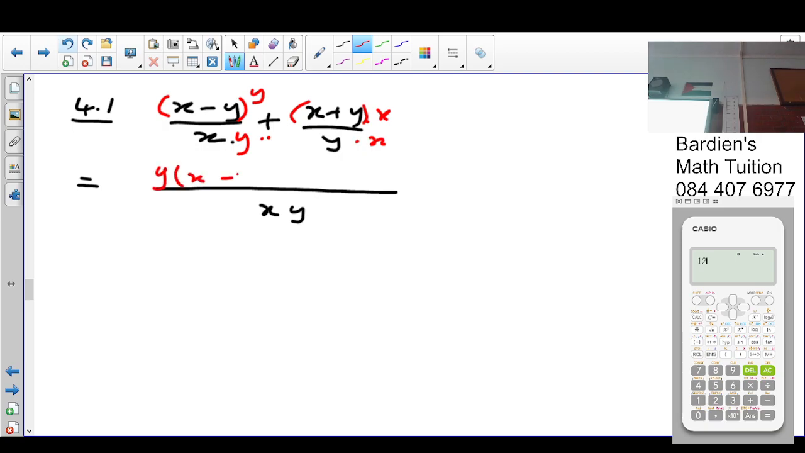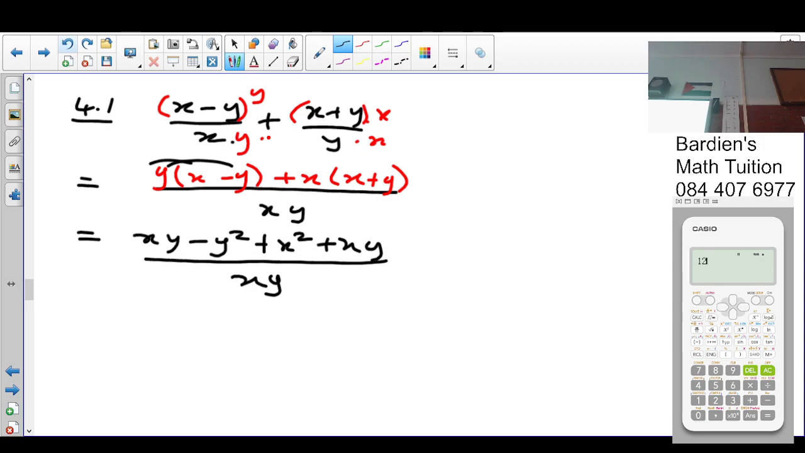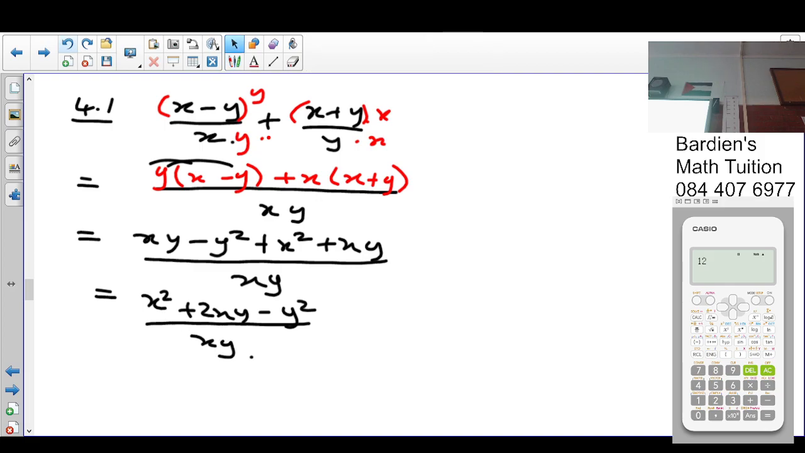So you got y into x minus y plus x into x plus y. Not so? So what do we do? We get rid of the brackets. So it's xy minus y squared plus x squared plus xy. This is all over... Can I cancel this here? Okay, so it's add like terms. So it's going to be x squared plus 2xy minus y squared over xy. Okay, any confusion there?